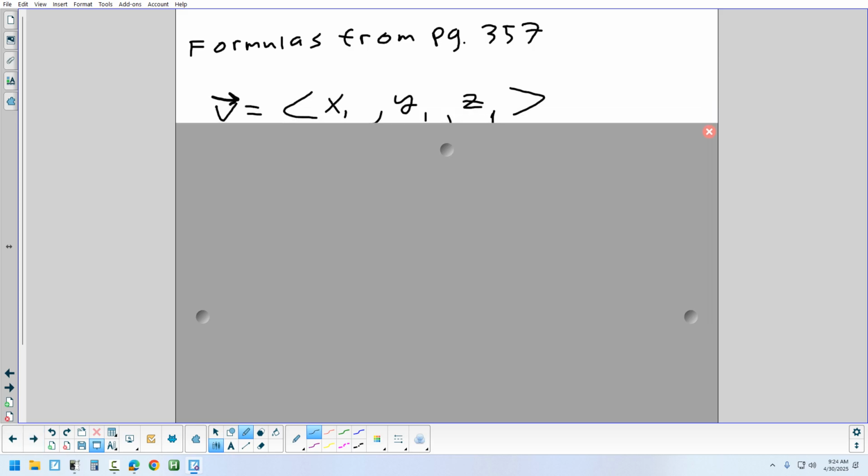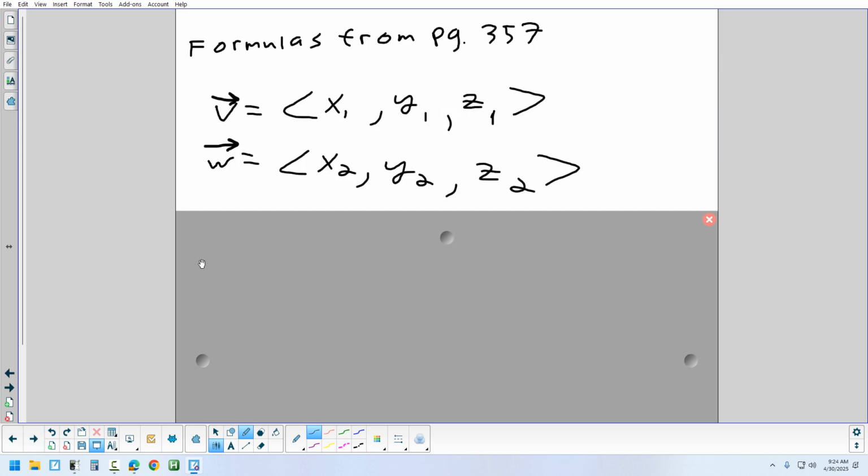Now we're going to look at all the same formulas that we did, I think it was Tuesday, for adding, subtracting, scaling, and finding the magnitude. But we're not going to do any of that visually. Okay? We're just going to use numbers. So I'm going to use 2 different vectors, v and w. Each vector has an x, a y, and a z component.